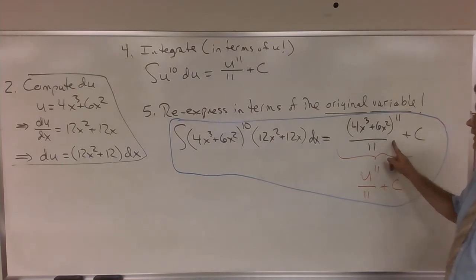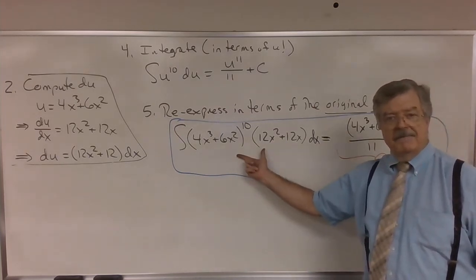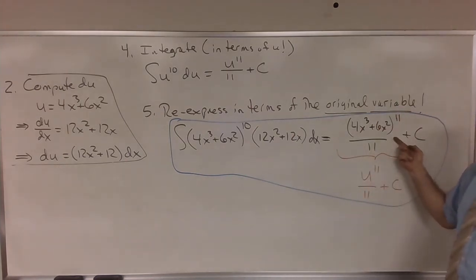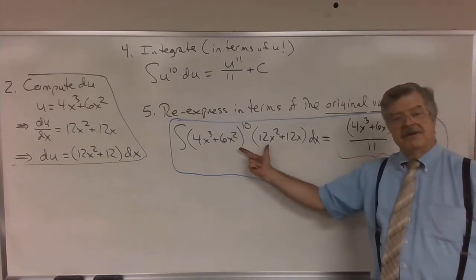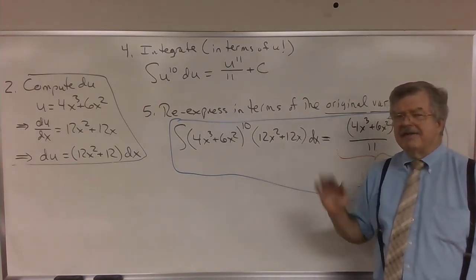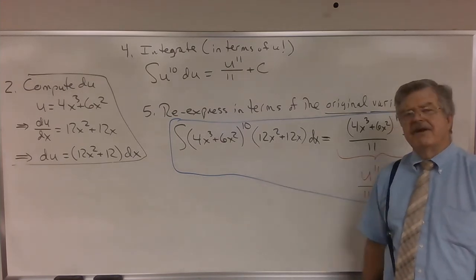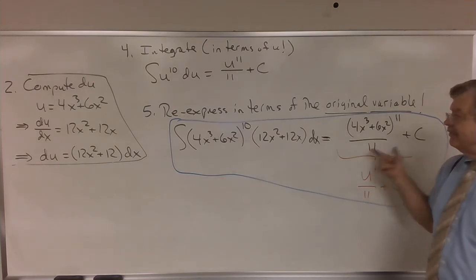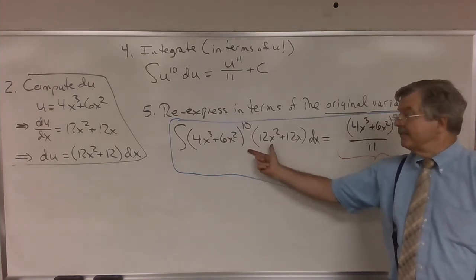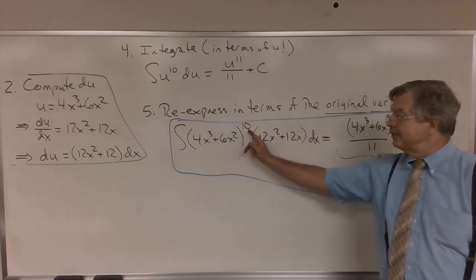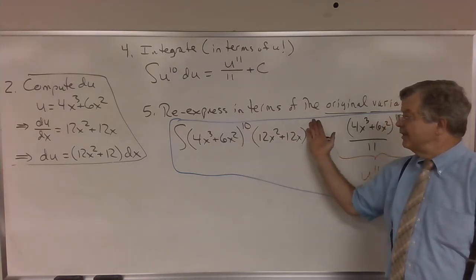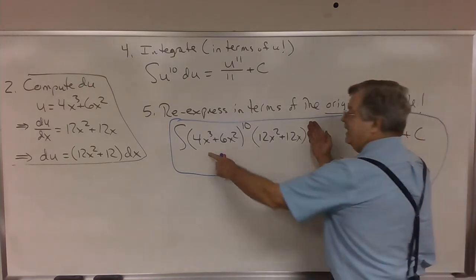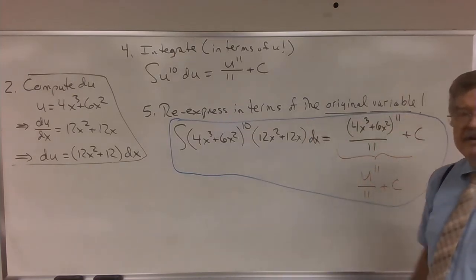This is supposed to be the antiderivative of that function, right? Which means that this is the function that we compute the derivative of to get the integrand. So if I ever have my doubt as to whether I've done this correctly or not, one way of checking is just to compute the derivative of my answer and see if I get this thing: 4x cubed plus 6x squared to the 10th times 12x squared plus 12x. If I compute the derivative of this thing and I get this, I know I've done it correctly.